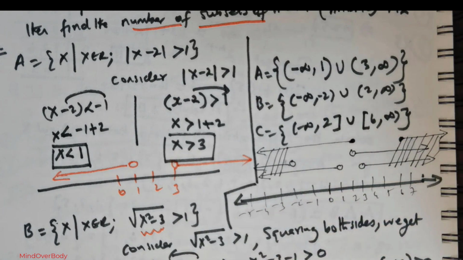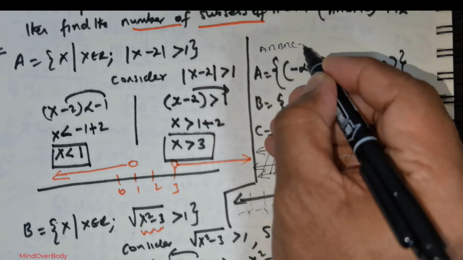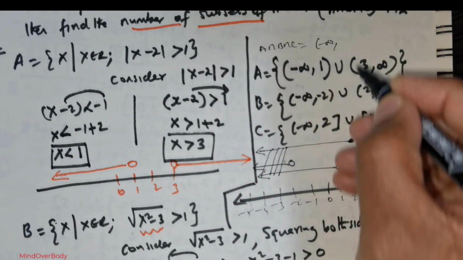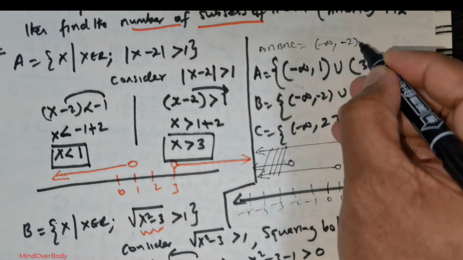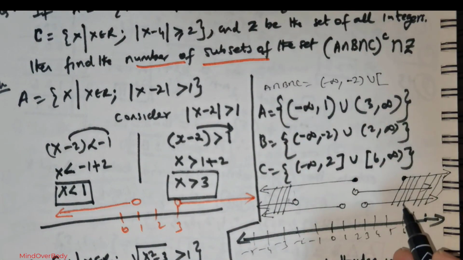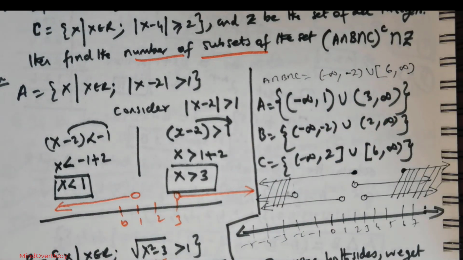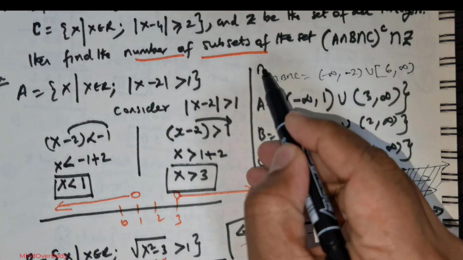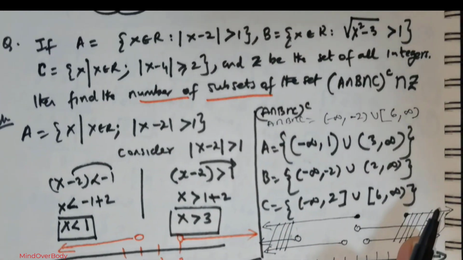Right, so I can state here that A intersecting B intersecting C is negative infinity all the way to negative 2, and then union the closed interval 6 to infinity, so 6 to infinity. So this is what we have got, but we don't need this. This is not needed. What is needed? We are expected to find A intersecting B intersecting C complement. That's what is needed. You see that?